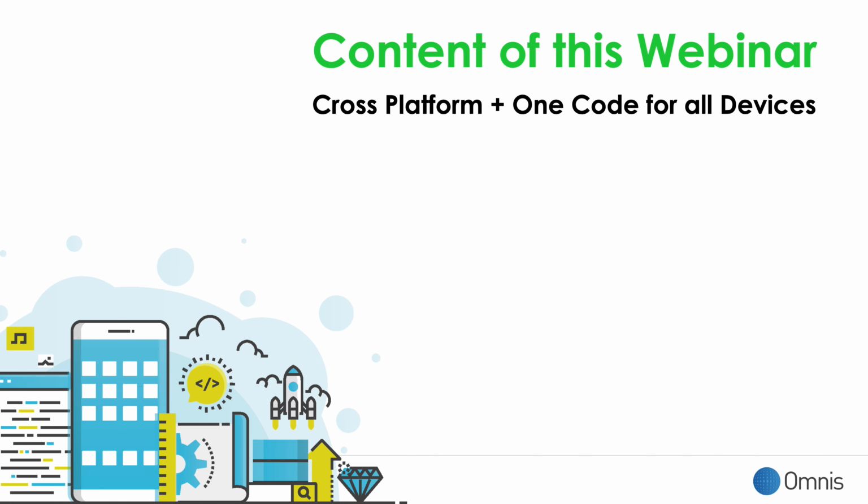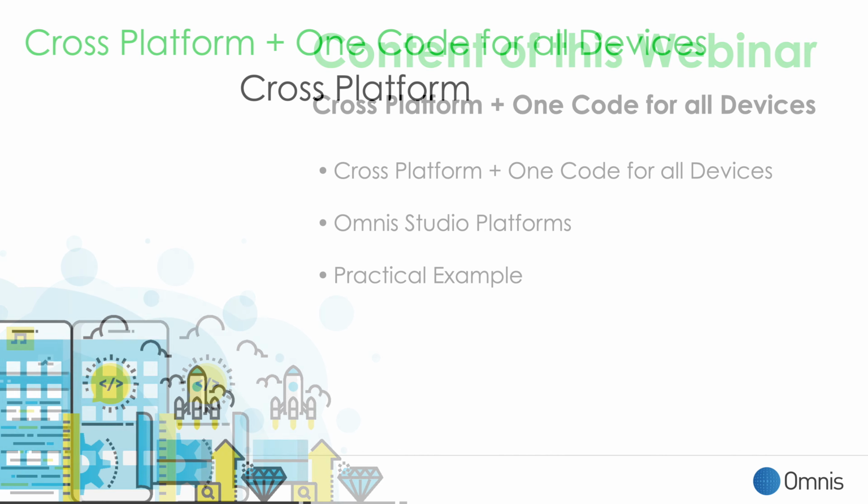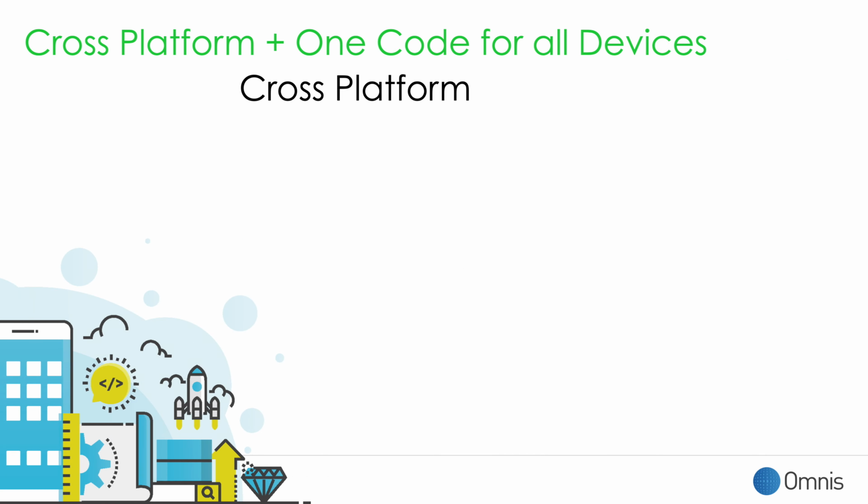First of all, I will explain the terms cross-platform and one code for all devices in general and what advantages these features provide. Next, I will tell you which platforms Omnis Studio supports. And finally, I'll show you everything in a practical example. So what exactly does cross-platform and one code for all devices mean?